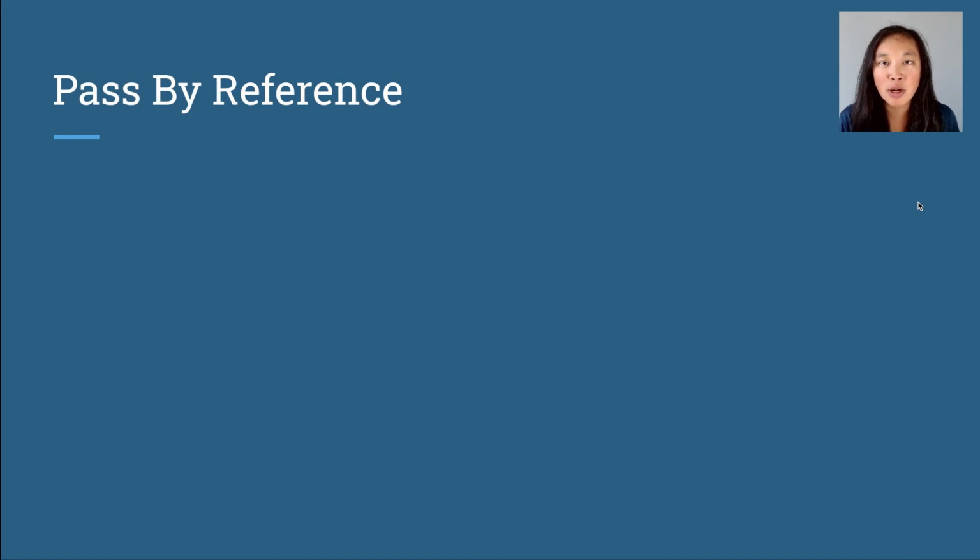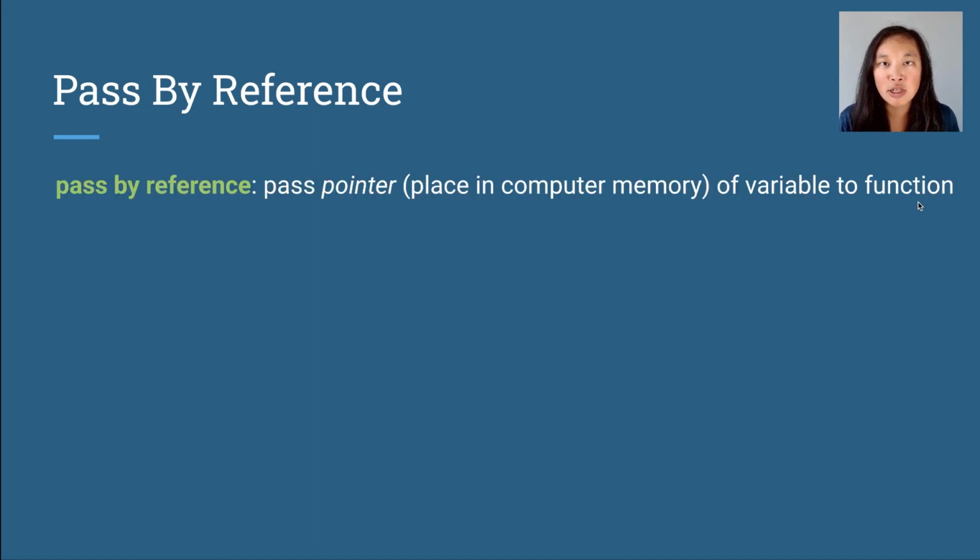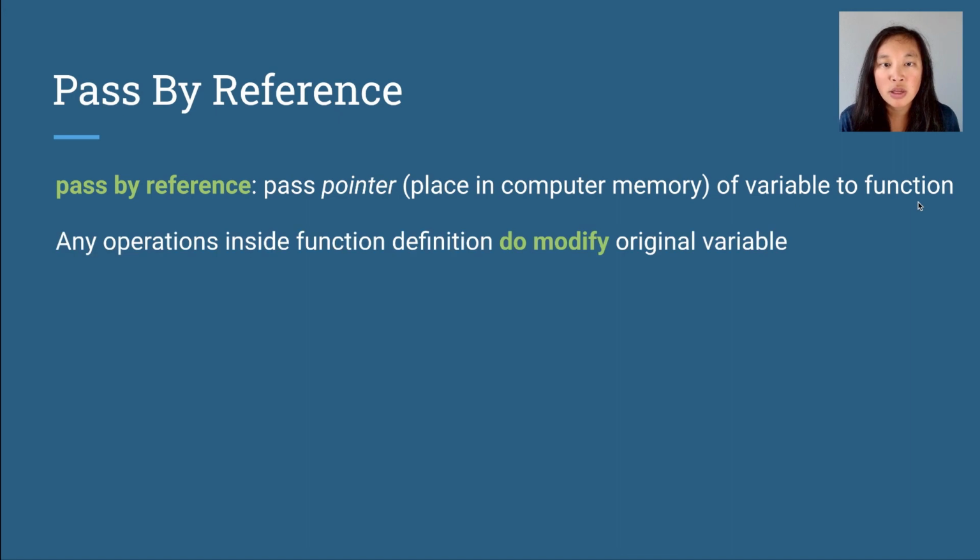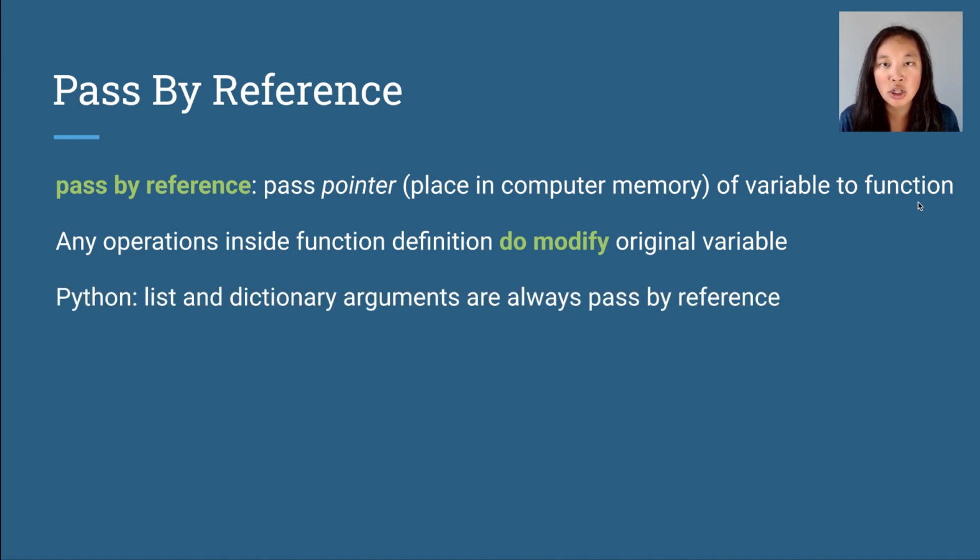Let's talk about pass by reference. When we pass by reference, we pass a pointer, which is a place in computer memory of the variable, to a function. So any operations inside of the function do modify that original variable. Lists and dictionary arguments are always passed by reference.